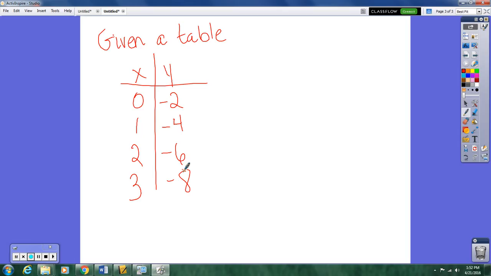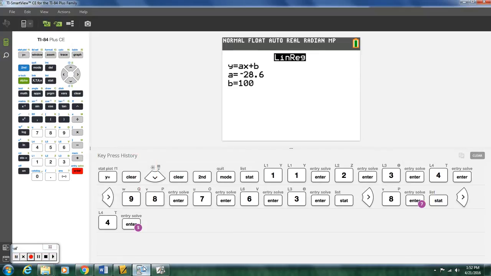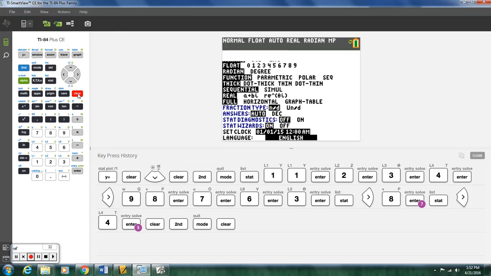But that's okay. Any ideas how we do that given a table? What did we do? We did put it in the calculator. How did we do that? Calculator. We did put it in the table. Let me get back to the. I want to clear that.